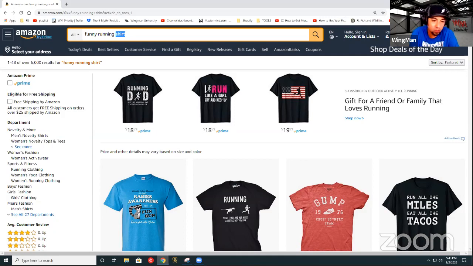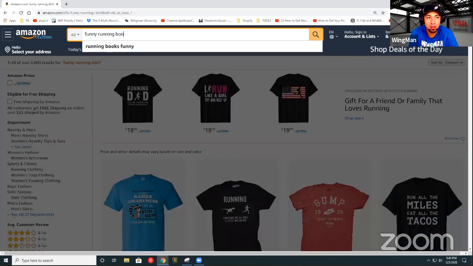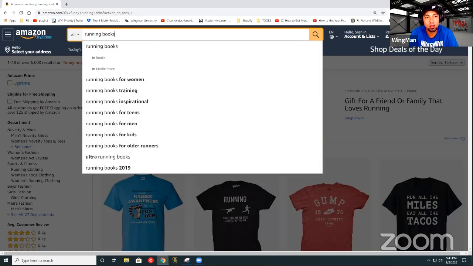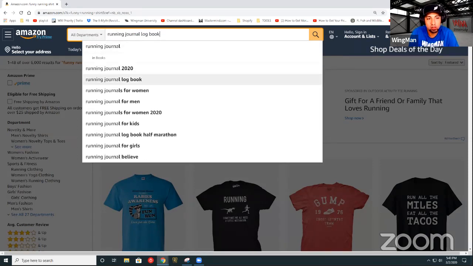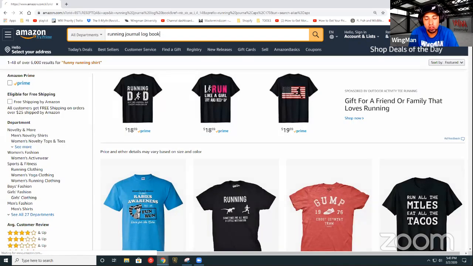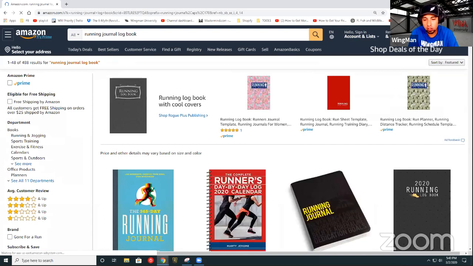If you don't have a merch account, but you have access to KDP, you could just type the books, running books, funny running books. You can say journals. So journals, logbooks. You just have to figure out the products that you're selling, the niche that you're going after. That's where it gets easier, because if you're selling any kind of product, there's a customer associated with it.